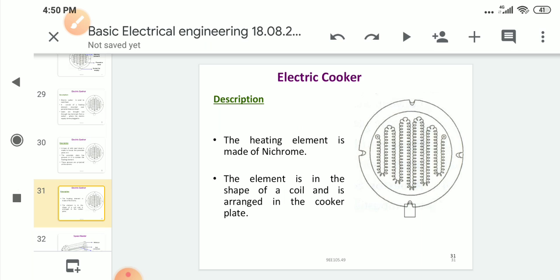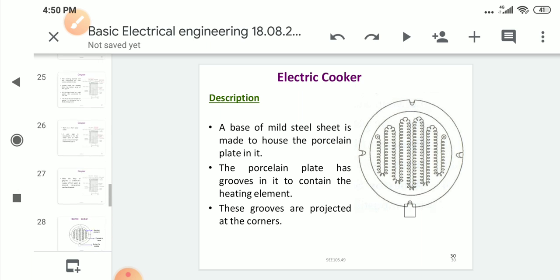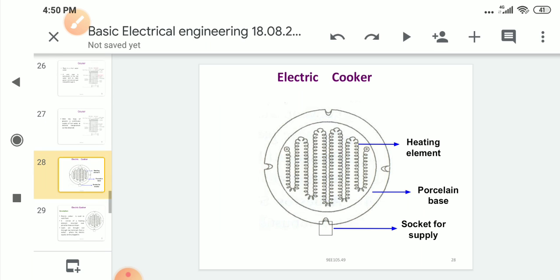Let's see its working. When it is connected to the supply, the electrical current flows through the heating element, which becomes extremely hot and produces heat. Hence, it works by converting electrical energy into heat energy. They are designed with a power rating of 1 to 2 kilowatts at 230 volts.